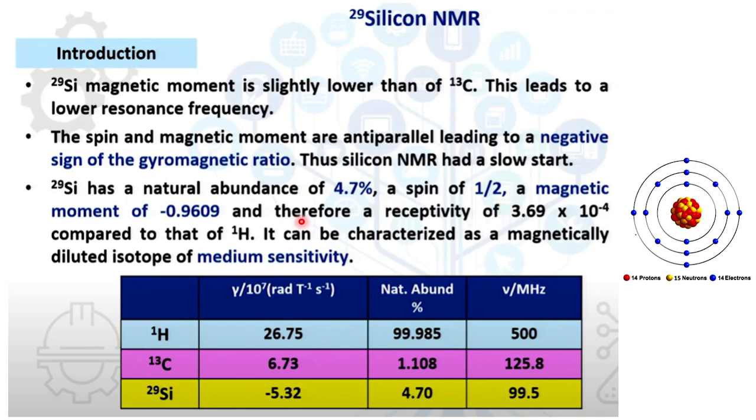A spin of plus half, a magnetic moment of minus 0.9609, and therefore a receptivity of 3.69 times 10 to the power minus 4 compared to that of the proton. It can be characterized as a magnetically diluted isotope of medium sensitivity. So if you compare proton, 13C and 29Si, 29Si is a little bit low, or it has very dilute sensitivity as compared to proton and 13C, because of its low natural abundance, as well as its very negative gyromagnetic ratio.